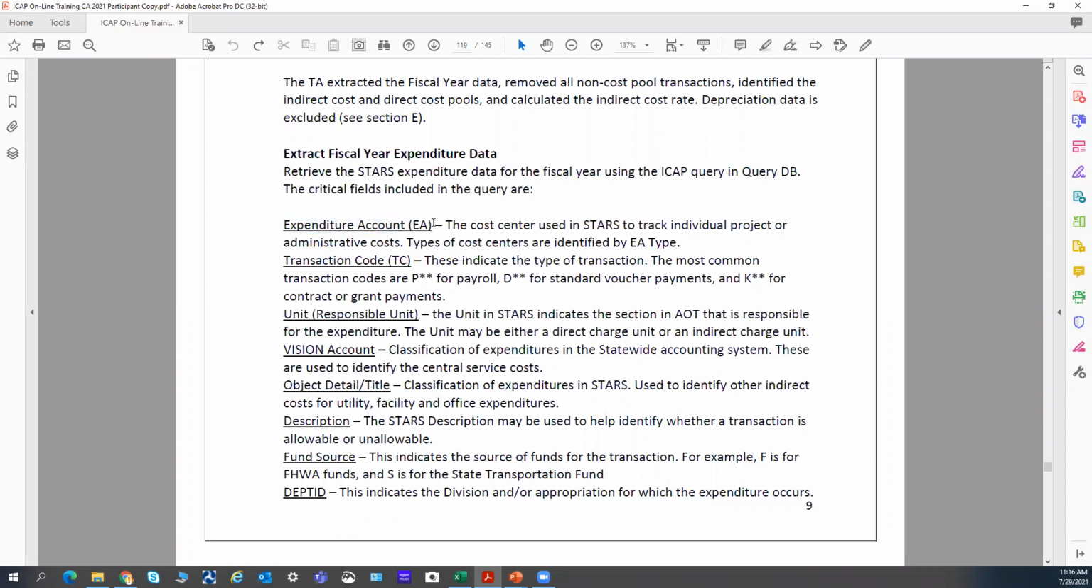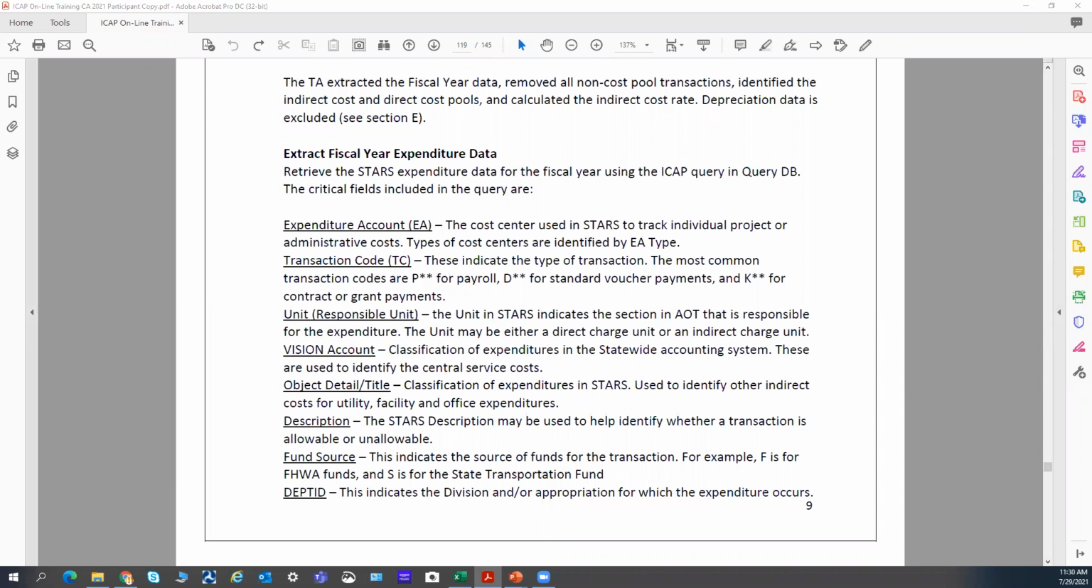And so we looked at their workbook. I'm like, well, what is EA? And so, that's an expenditure account. I said, well, can you please tell us that? That way we understand what we're looking at. And so they included it in the ICAP. The TC is the transition code, and you'll see all these in columns in the supporting documentation.